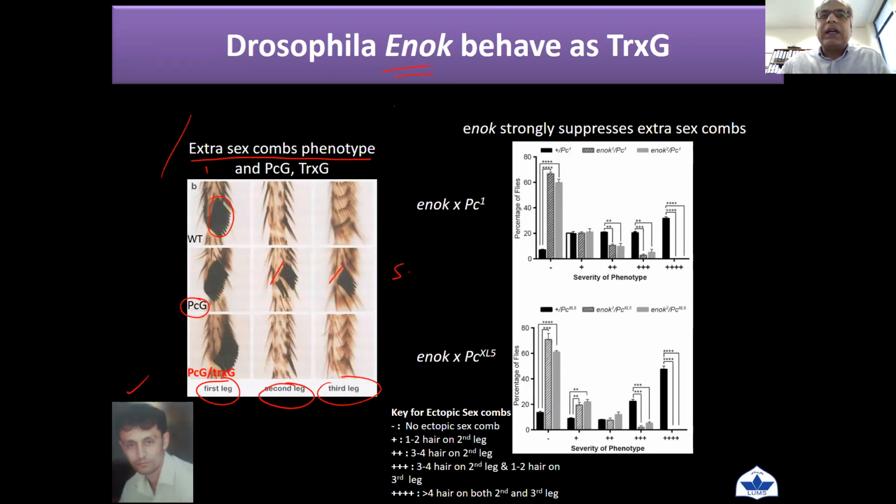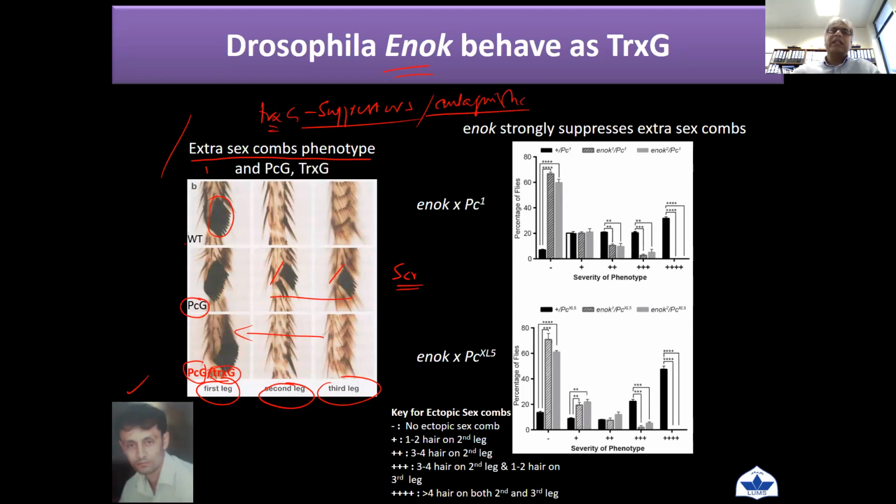This is due to ectopic expression of Sex combs reduced. When I introduced Antennapedia, I told you this. When you bring in a trithorax mutation as well, the extra sex combs which you see in Polycomb go back to normal. That's why trithorax group genes were discovered as suppressors in suppressor screens, and why trithorax was said to be antagonistic to Polycomb. So we did this assay in flies.